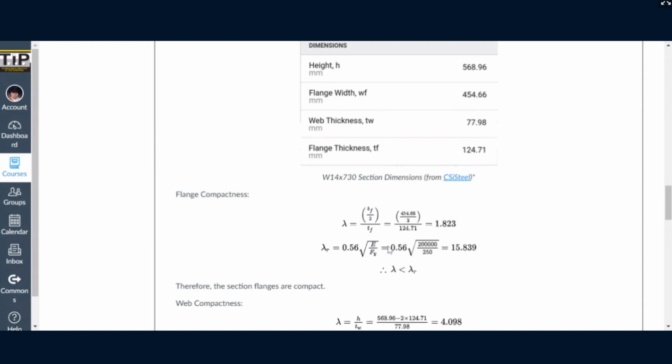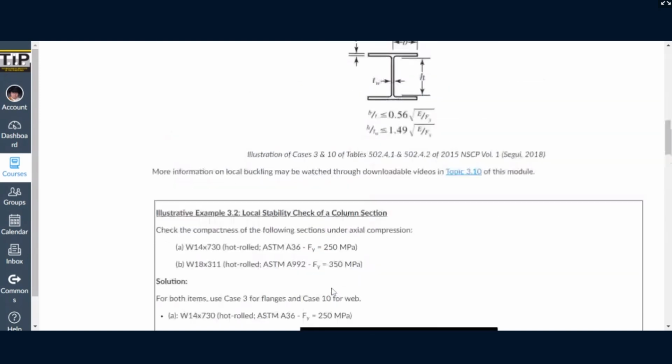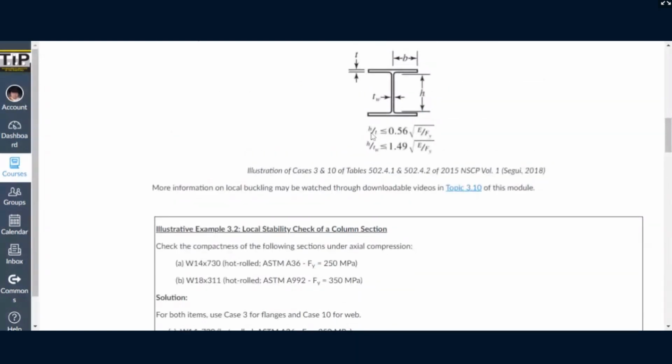Okay? So there you go, you just substitute it and then you compare it. The actual width thickness ratio is less than the limiting width thickness ratio. So therefore, the flanges are compact. Just like what we have here in this criteria. So this first one is for the flanges. This second one is for the webs.